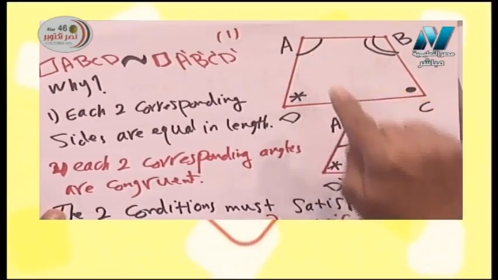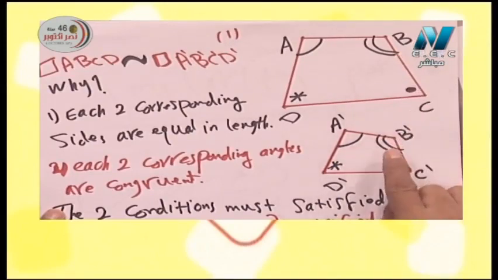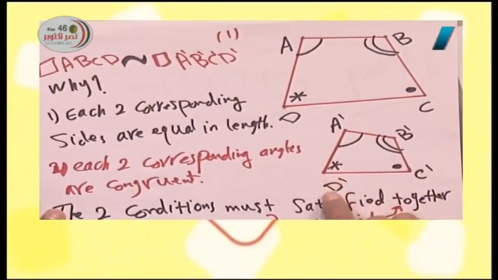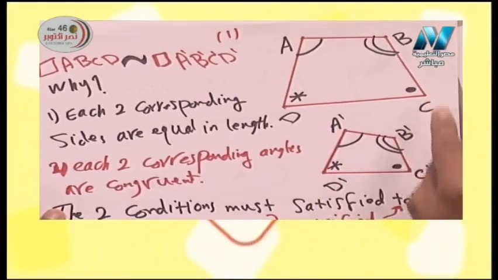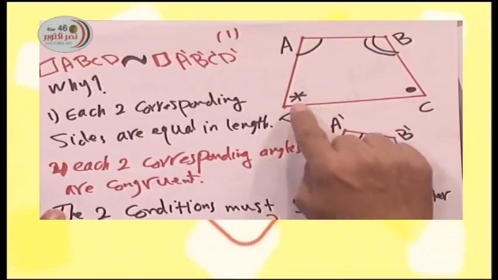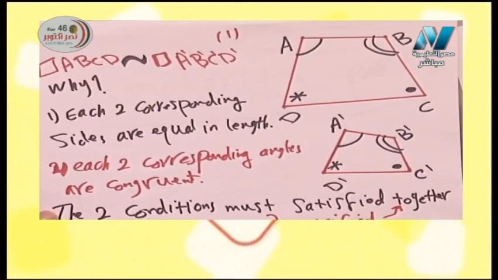Measure angle A equals measure angle A dash. Measure angle B equals measure angle B dash. Measure angle D equals measure angle D dash. Measure angle C equals measure angle C dash. So each two corresponding angles are congruent. There is another condition which is very important to verify: each two corresponding sides are proportional.